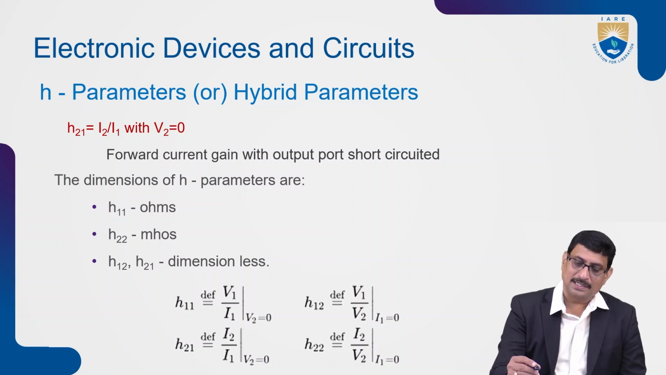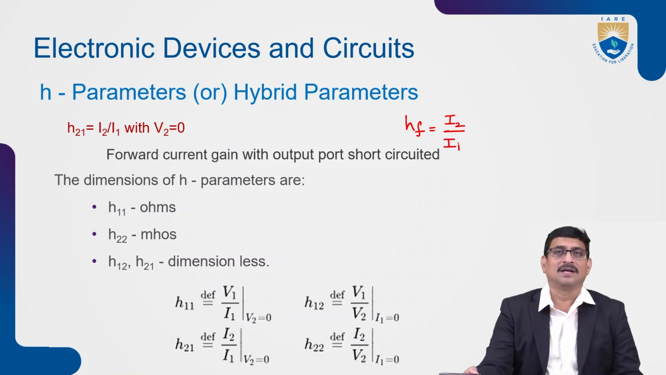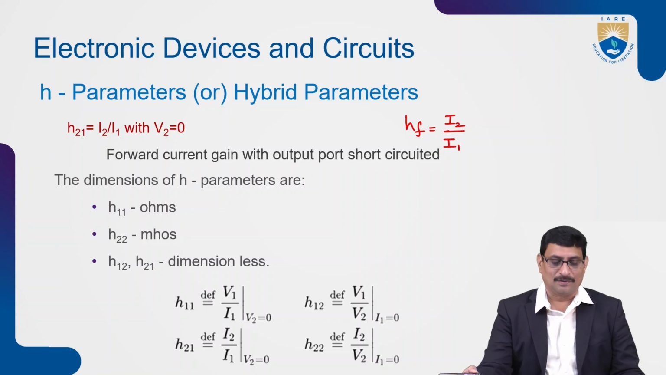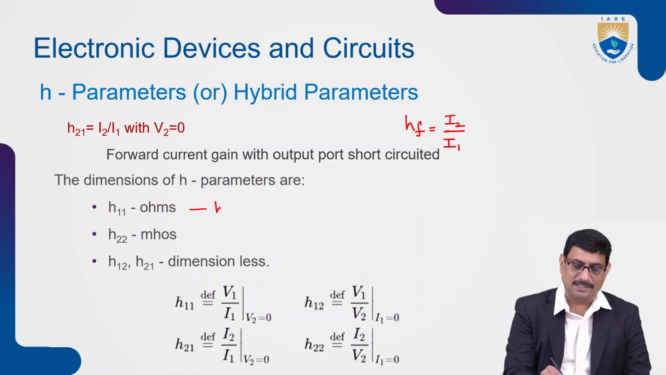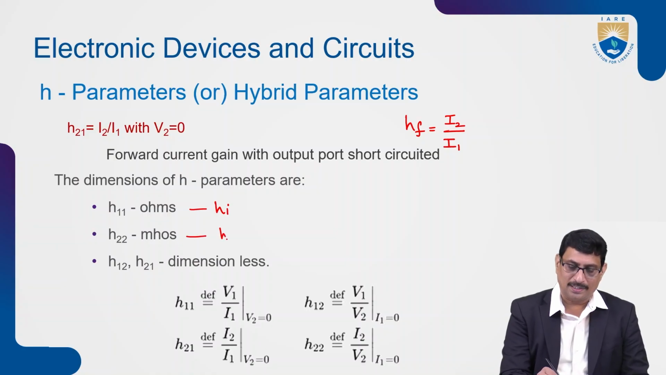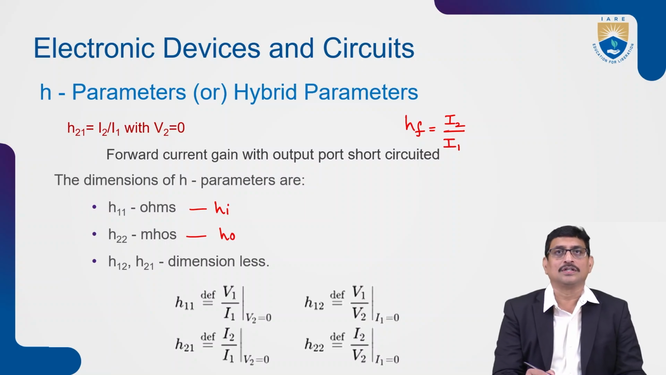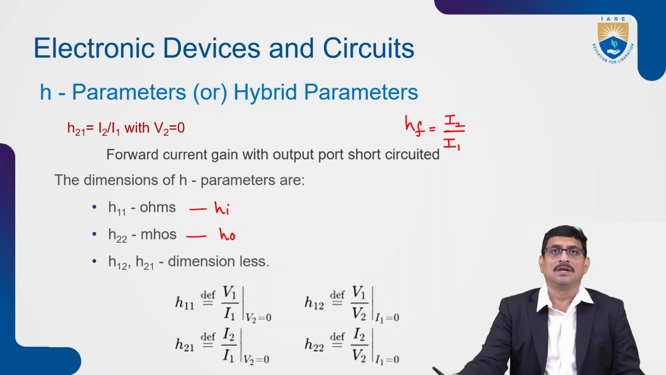It is also designated as the forward current gain, because it is output over input. Therefore it is denoted with hf, which is equal to I2 divided by I1, the ratio of the currents, and it has no dimensions. Therefore the dimensions of the H parameters are: h11, or hi, has the dimensions of ohms; h22, or ho, has the dimensions of mhos, the output admittance; and h12 and h21 are dimensionless, being voltage ratios or current ratios.